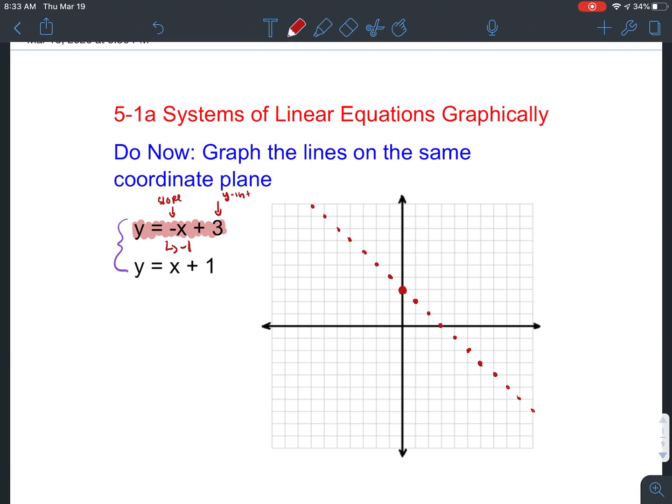Okay, so again, as a review, make sure we use a straight edge to connect these points. Make sure we have arrowheads because we know the equation continues on forever and ever. And also make sure we labeled the line with its proper name.